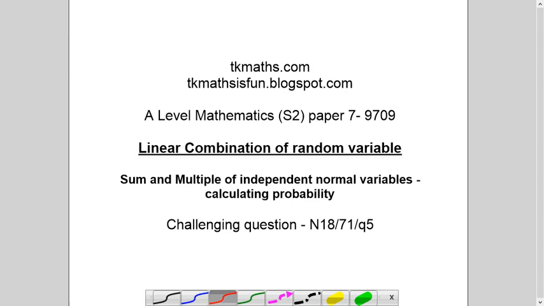In today's video, I will explain to you the concept of linear combination of random variables. It is part of the syllabus of A-level Mathematics S2, code 9709. And to explain this concept, I have picked up a question from CAIE, November 18, 7-1, question 5.